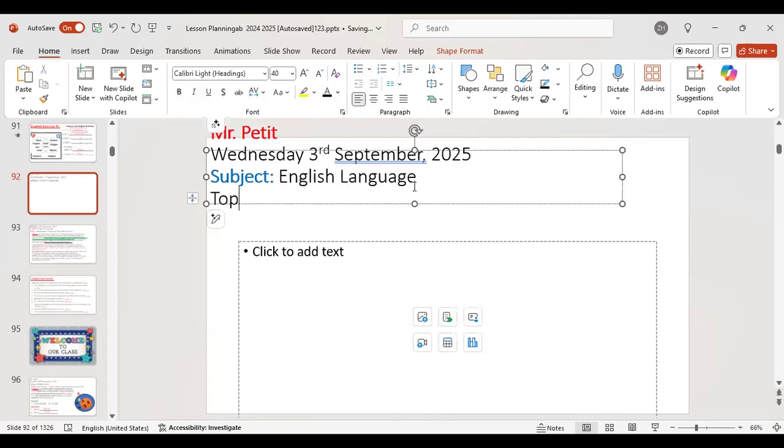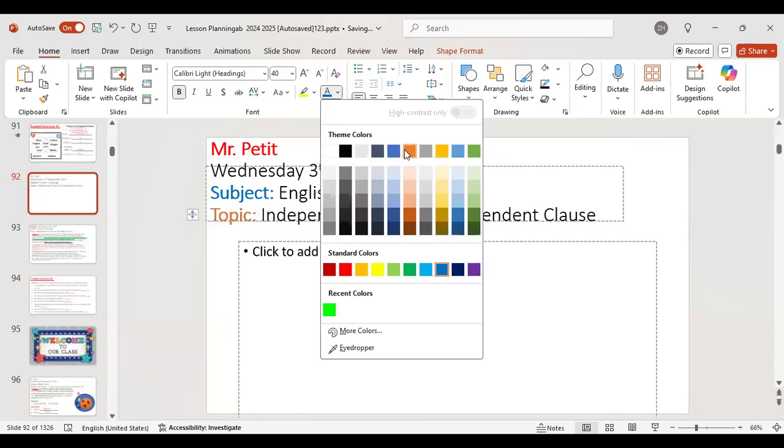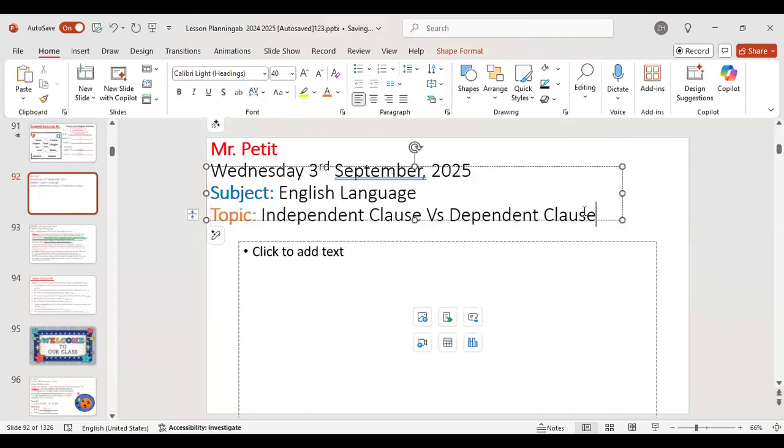All right, so the topic that we're going to be looking at today is independent and dependent. Independent clause versus dependent clause. How many persons have ever heard of those words, independent clause and dependent clause? And if so, what do you know about them?